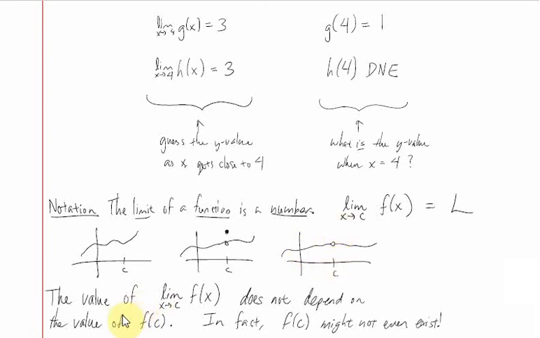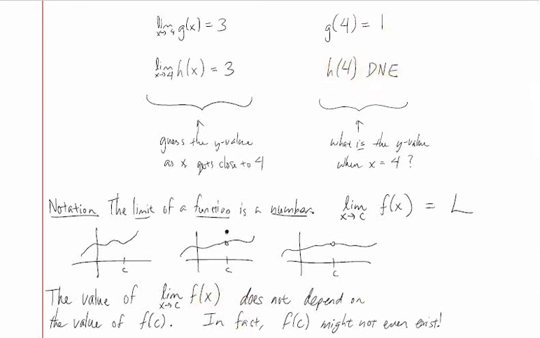And again, I want to reemphasize that the value of the limit of f of x as x approaches a certain number, let's call it c, and in the last example it is 4, does not depend on the value of f of c. In fact, f of c might not even exist, as we see in this example here, or specifically as we saw in this example right there.